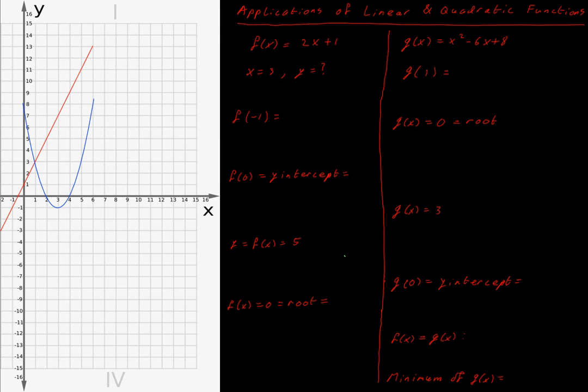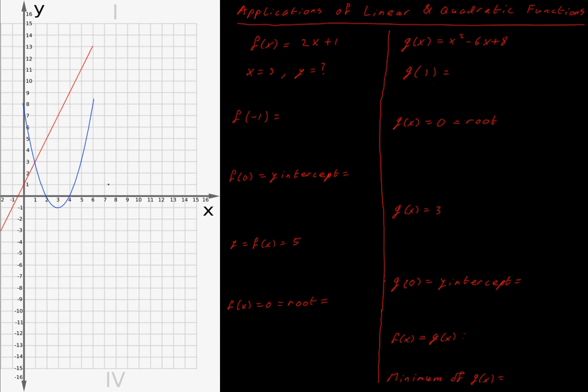Hello. Today we're going to look at interpreting or trying to reason out questions involving linear and quadratic functions, or the graphs of linear and quadratic functions. And we're going to do these questions out algebraically, and we're also going to do them out using our graphs, and we'll see that we get the same answers.